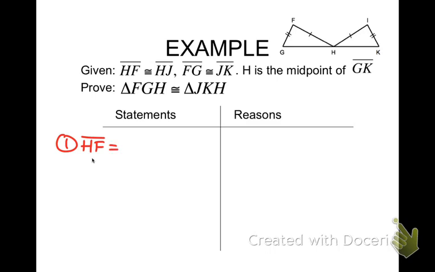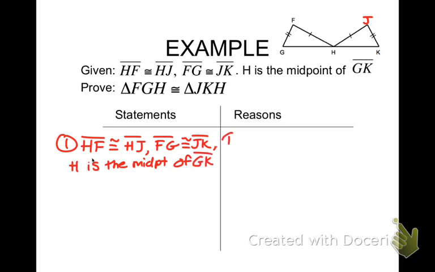So line segment HF is congruent to line segment HJ. Line segment FG is congruent to line segment JK. And we're given that H is the midpoint. Wait, where's J? Oh, I think it's supposed to be a J up there at the I. Yeah, thanks, Camille. Midpoint of GK. Given.